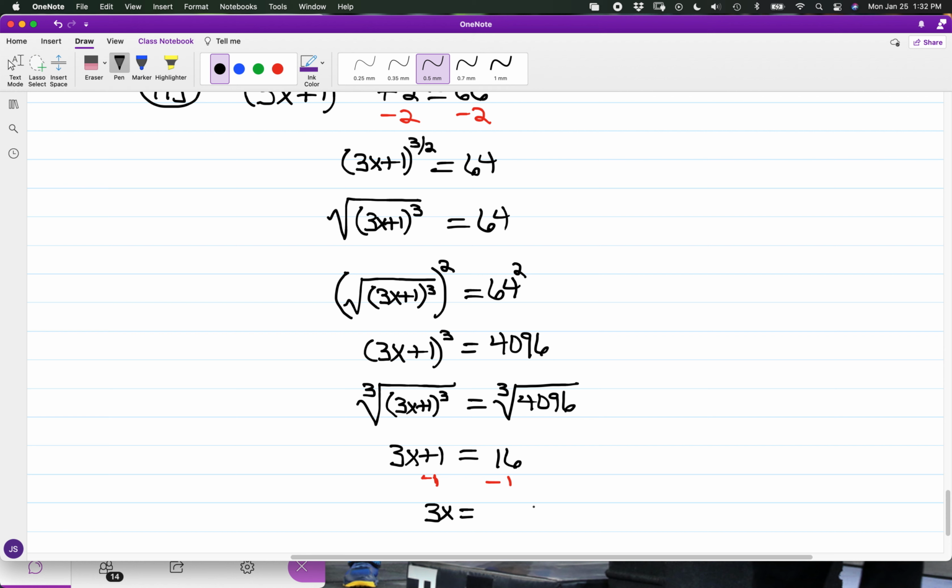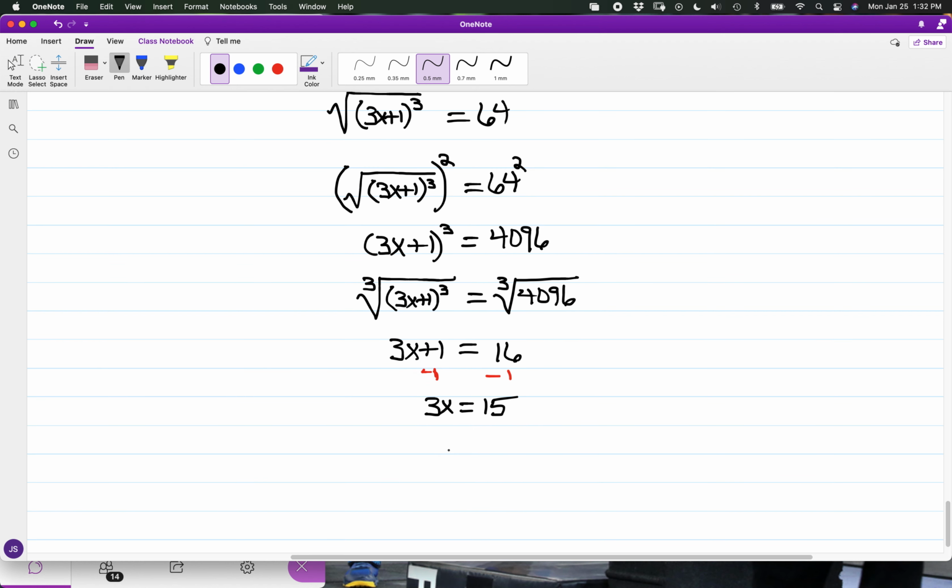And isolating 3x, we have 3x is equal to 15, and with division by 3, we're going to have that x is equal to 5.